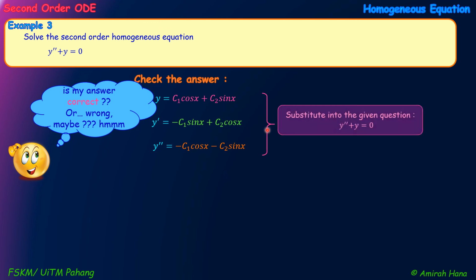After that, we substitute y single prime and y double prime into the given question. From the given question, we replace y double prime by negative c1 cos x minus c2 sin x, and then plus y. y means c1 cos x plus c2 sin x. After that, negative c1 cos x and positive c1 cos x equals to 0, and negative c2 sin x plus c2 sin x is also equals to 0. Means that our y double prime plus y equals to 0.